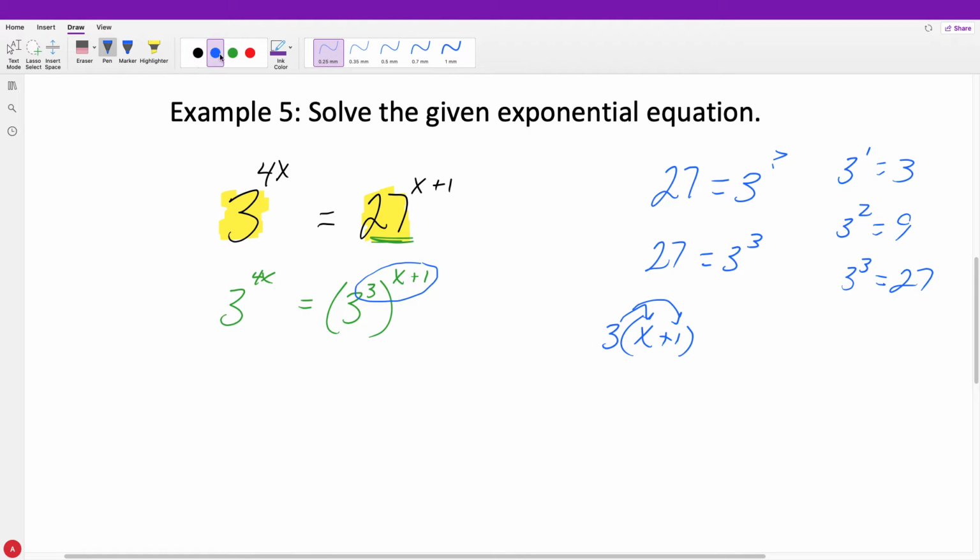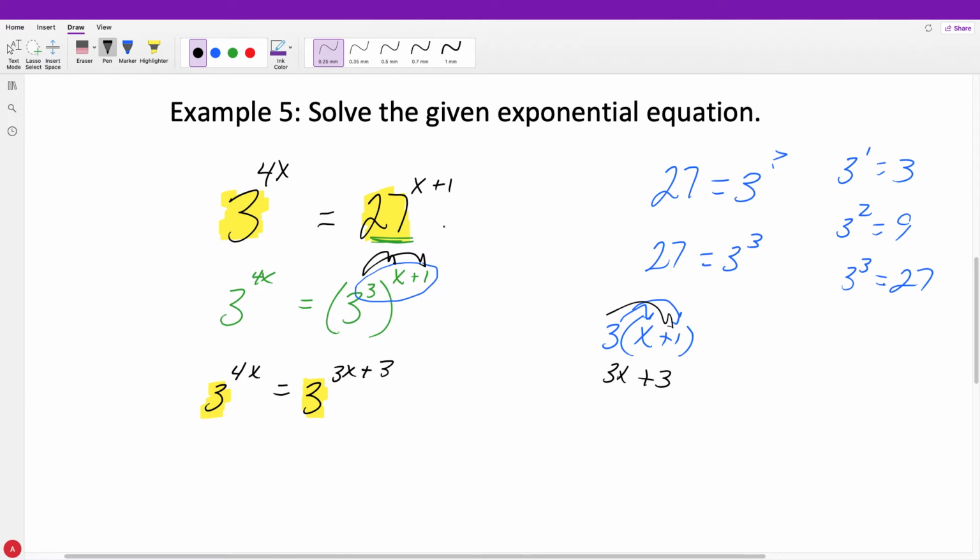So this now becomes 3 to the 4x power is equal to 3 to the, well, 3 times x will give me 3x, and 3 times 1 will give me plus 3. So I need to make sure I'm distributing this in and using our rules properly. And now that I see this, now my bases are the same.